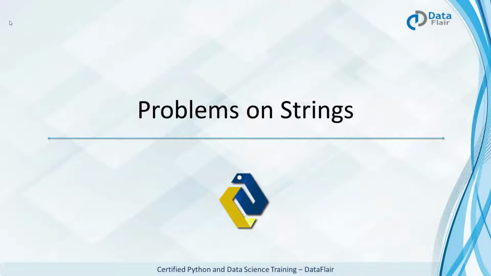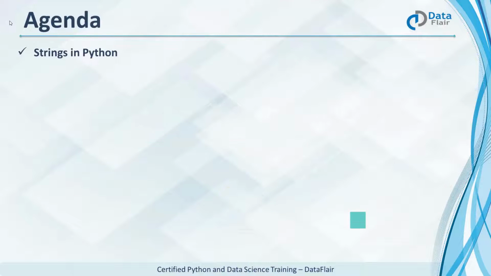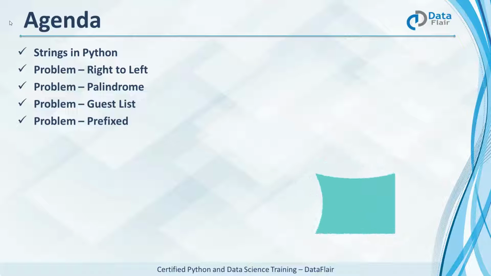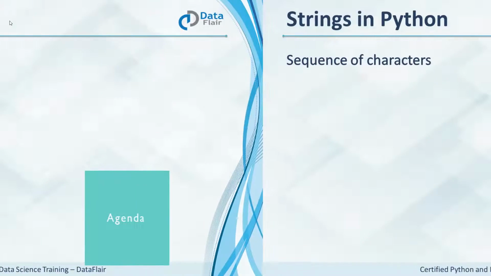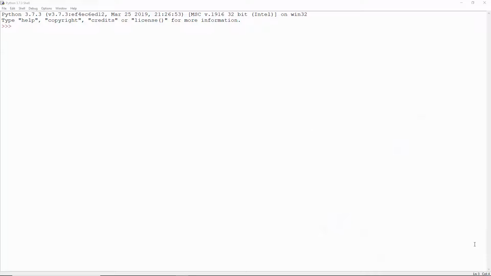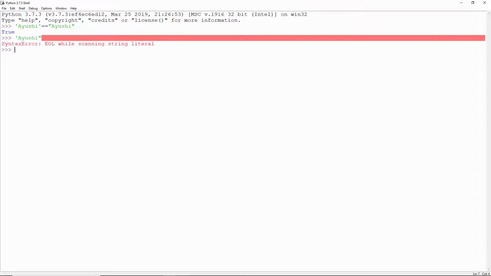Problems on strings. Let's talk about strings in Python and solve some problems like reverse words, palindrome, guest list, and prefixes. Python does not have char, but it has strings. A string is a sequence of characters. This is a string, and this is too. They're equal, but this is a syntax error. You cannot mismatch quotes.